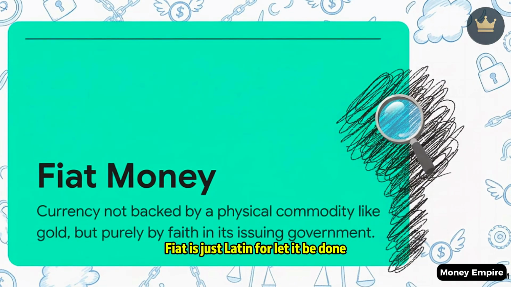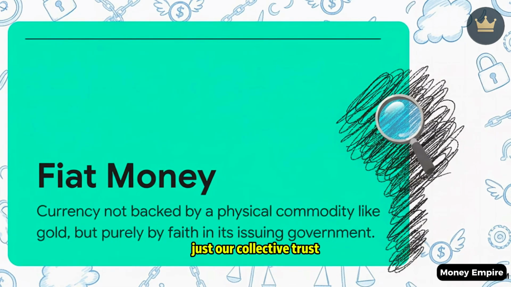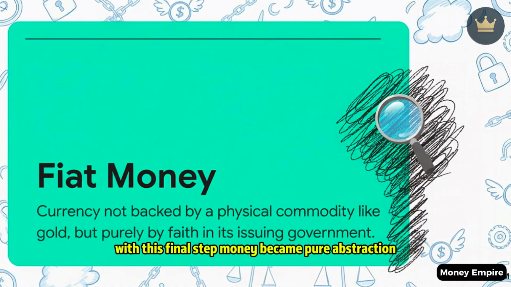Fiat is just Latin for "let it be done." The value of our money today comes from a decree, a government command. It's backed by nothing tangible, just our collective trust. With this final step, money became pure abstraction, and the power behind it became almost completely invisible.